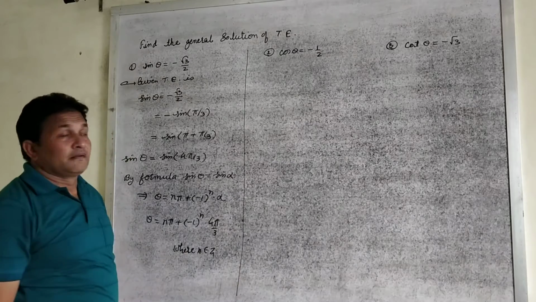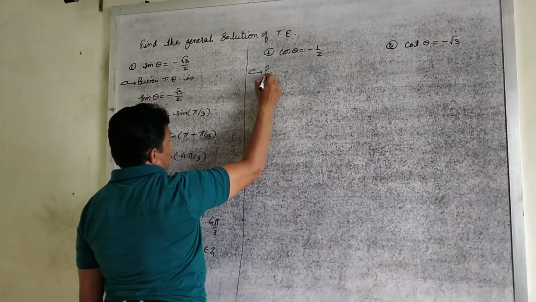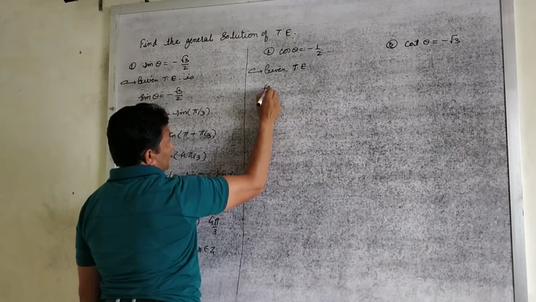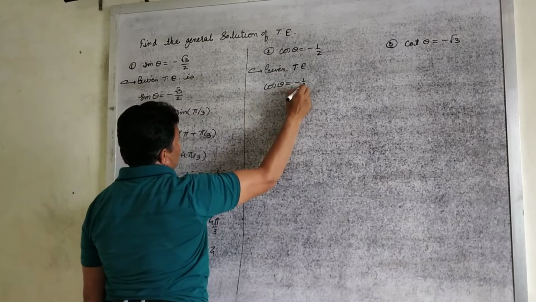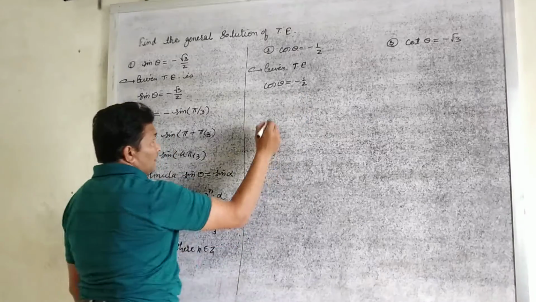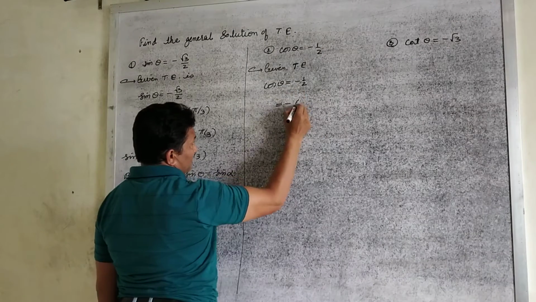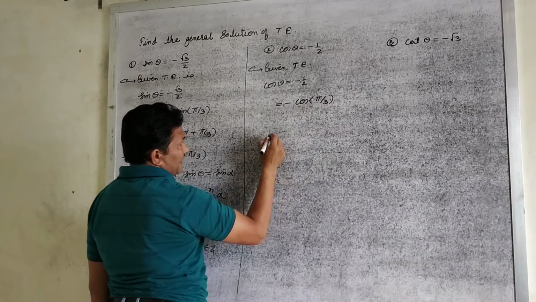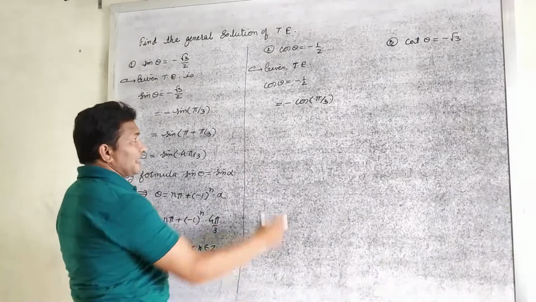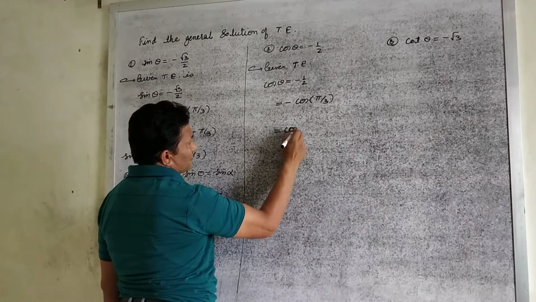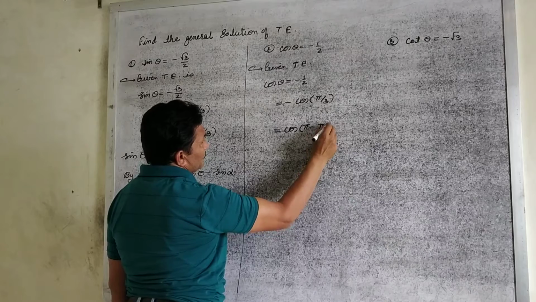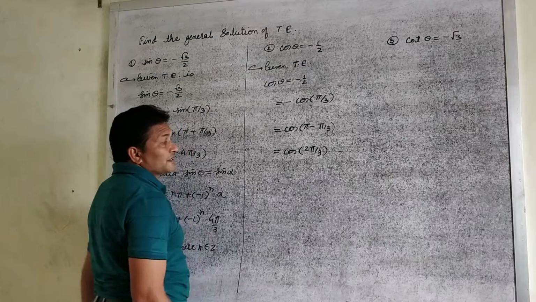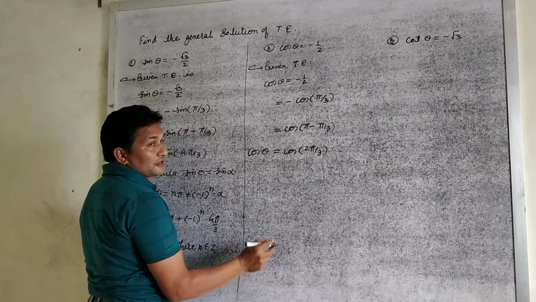Second, the given trigonometric equation is cos theta equal to minus 1 by 2. So cos theta as it is, minus as it is, and 1 by 2 is the value of cos 60, means cos pi by 3. Again, as here is minus, convert it into plus, cos of pi minus pi by 3, which is equal to cos of twice pi by 3. So we get cos theta equal to cos twice pi by 3.